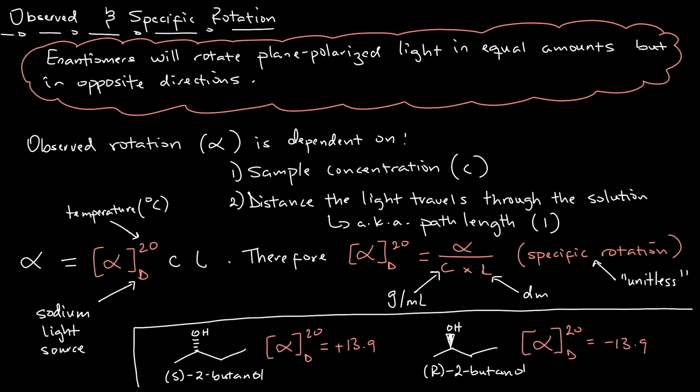However, it is negative 13.9, which is saying that it's rotating plane polarized light in the opposite direction, which is your counterclockwise direction. Okay? So now we're going to see how we can use this experimentation of plane polarized light to talk about enantiomeric excess.